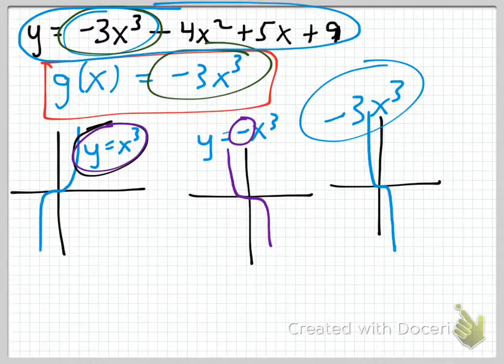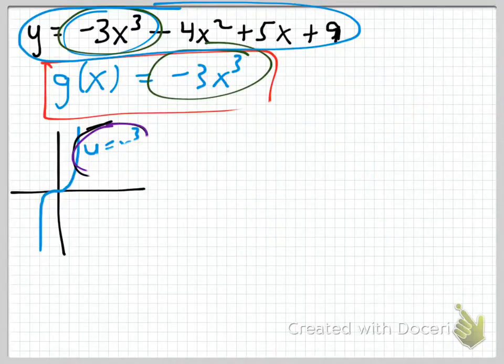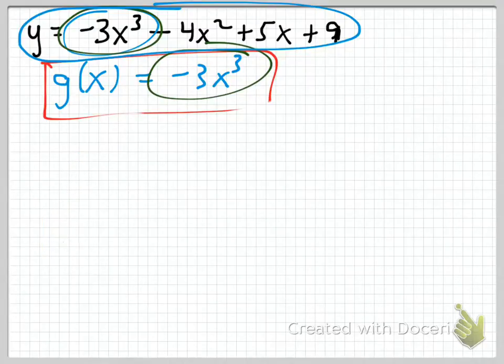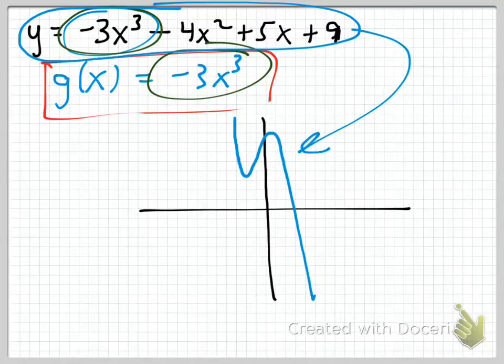Let me erase some of this stuff so I have a little bit more room to make it more clear. Okay, so we know what the graph of y equals negative 3x cubed looks like. The original function actually looks something along the lines of this. It comes down here like this, goes up, and then it goes down like that. So that's the original function right there. Well, the graph of y equals negative 3x cubed we know is like this. It comes down and it goes out like that.